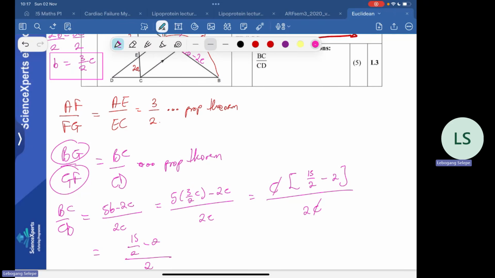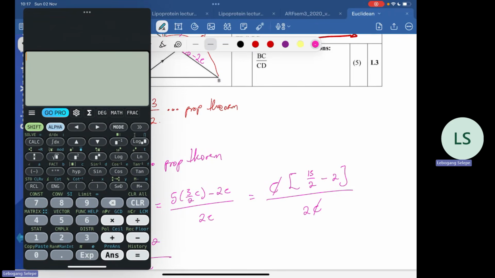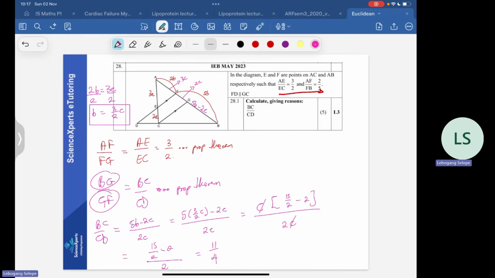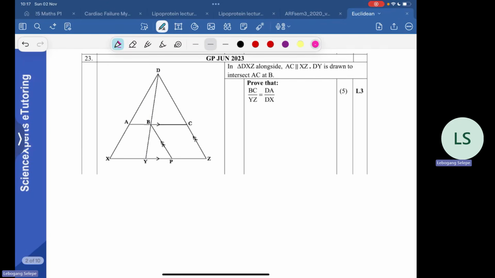Put that in my calculator. 15 over 2 minus 2, all over 2. That's 11 over 4, right? So this is 11 over 4. I hope this makes sense, guys. So let's move on to the next question. Please feel free to pause the video and answer the question on your own.